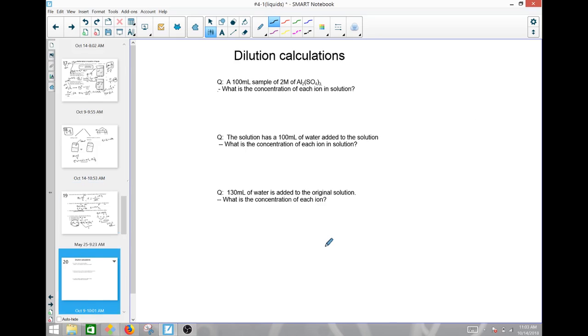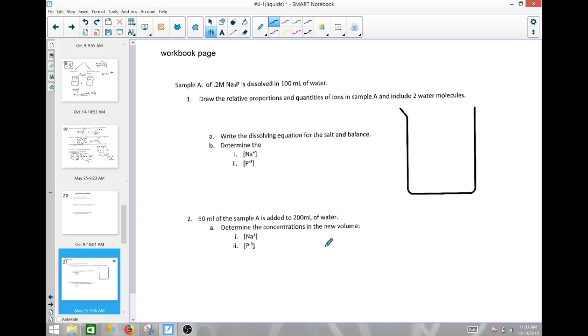Okay, dilutions. We've done 2 dilutions already, so I am not going to do any more dilutions here. Any questions, please let me know. This is out of your workbook. Alright, so it says here, draw relative proportions of quantities of samples of ions A. Sample A include 2 water molecules.